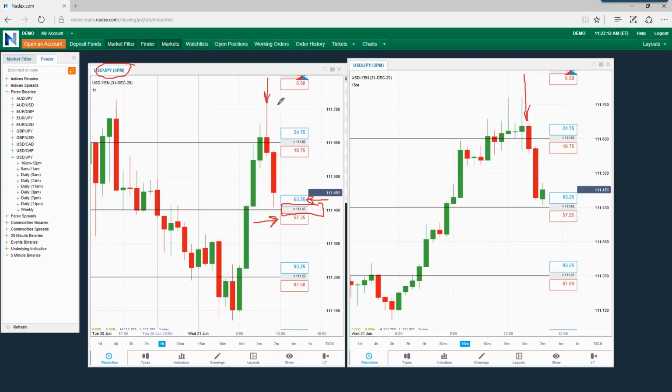How did the upper tail form? Okay, this is a red bar, so this is your open right here. Okay, this is the body. The open is at the top of the body. Okay, so when this opened, it went up, it formed a high, and then it came down and it closed right here. That's what formed the tail. They pushed price up and then they came back and they closed it on the very low.